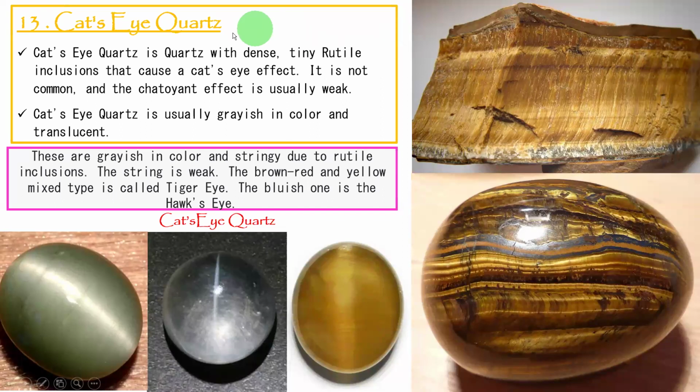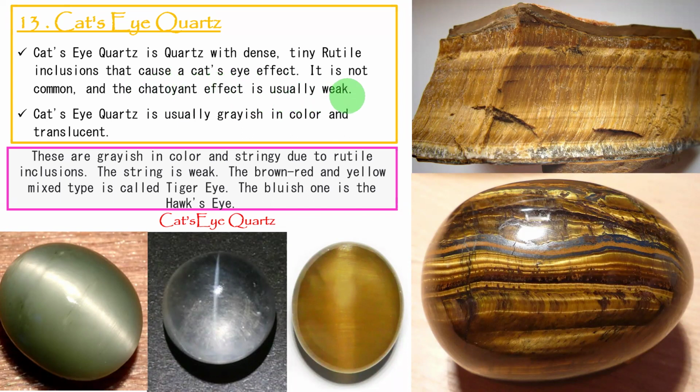Number 13 is cat's eye quartz. The cat's eye effect comes to quartz also. Cat's eye quartz is quartz with dense, tiny rutile inclusions that cause a cat's eye effect. You know the cat's eye effect we learned in lesson 2. It is not common, and the chatoyant effect is usually weak in this stone.